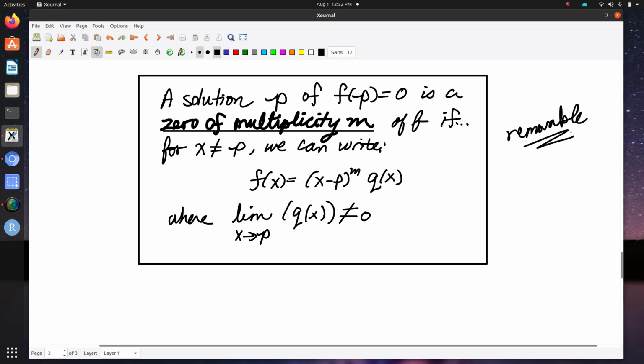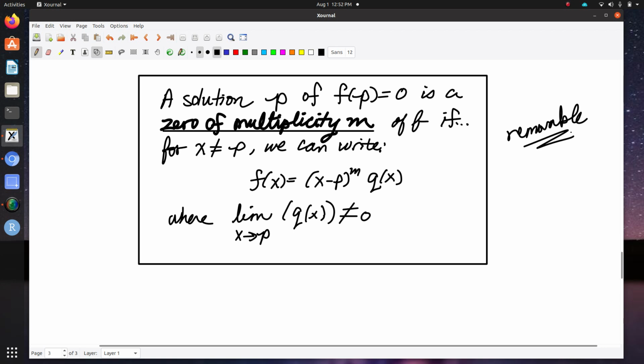For everything else, we can write f of x as some q, some quotient or some leftover piece of the function, and then we've essentially allowed ourselves to factor out (x minus p) to that power m. So we're actually factoring out that duplicate root, and we're saying we can get rid of that 0 so long as it is essentially a removable 0, in the same way you would have a removable discontinuity. It's exactly the same thing, but you're doing it in the numerator instead of the denominator.